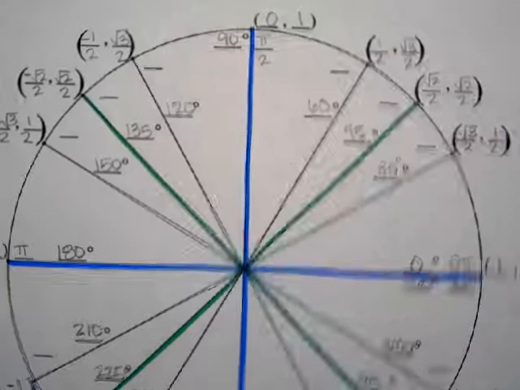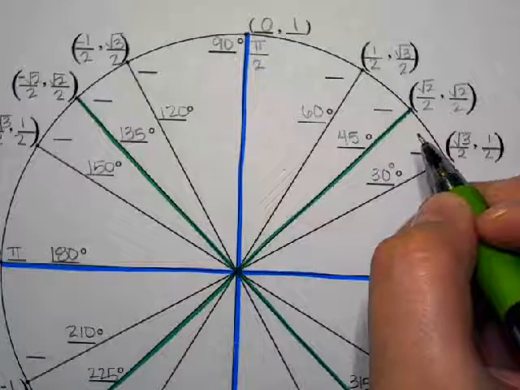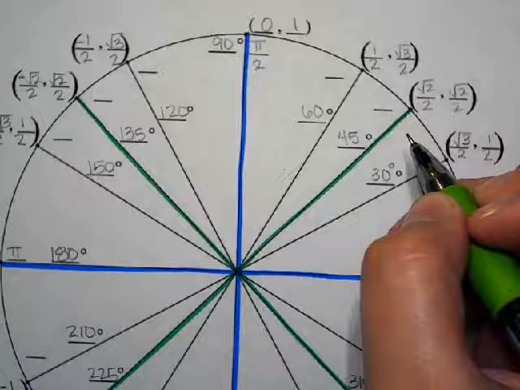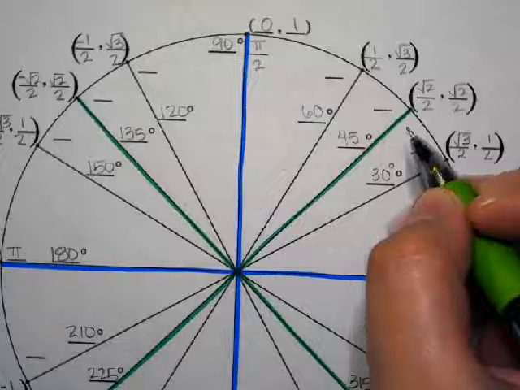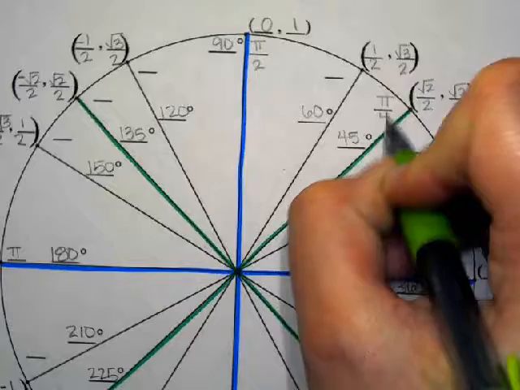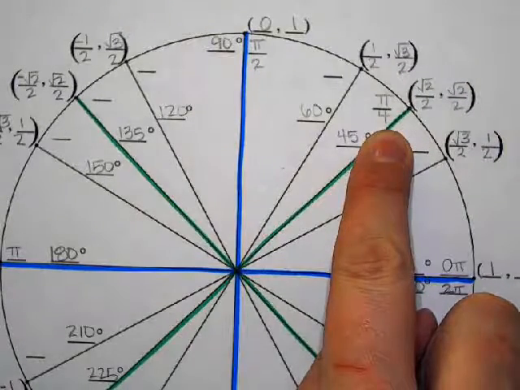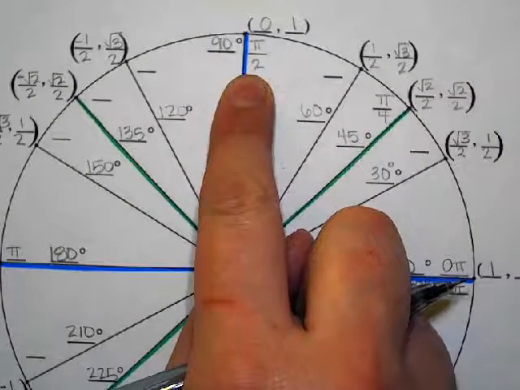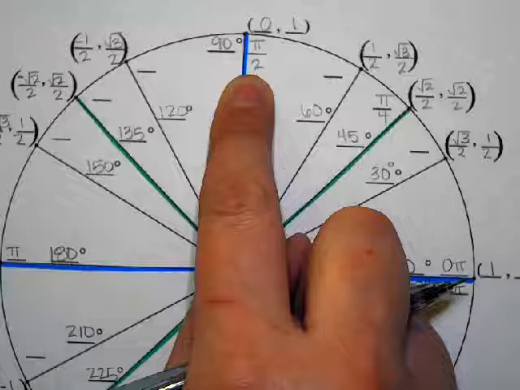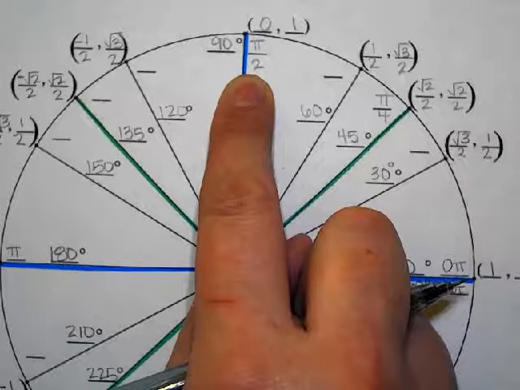So I've got 1/4. 2/4. Do you guys agree that this is 2/4? Yeah? Okay. 3/4. 4/4. Do you guys agree? Yeah? Agree? 4/4? Okay.